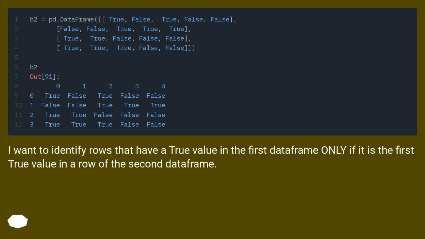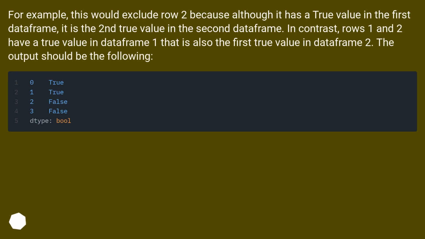I want to identify rows that have a true value in the first data frame only if it is the first true value in a row of the second data frame. For example, this would exclude row 2 because although it has a true value in the first data frame, it is the second true value in the second data frame.